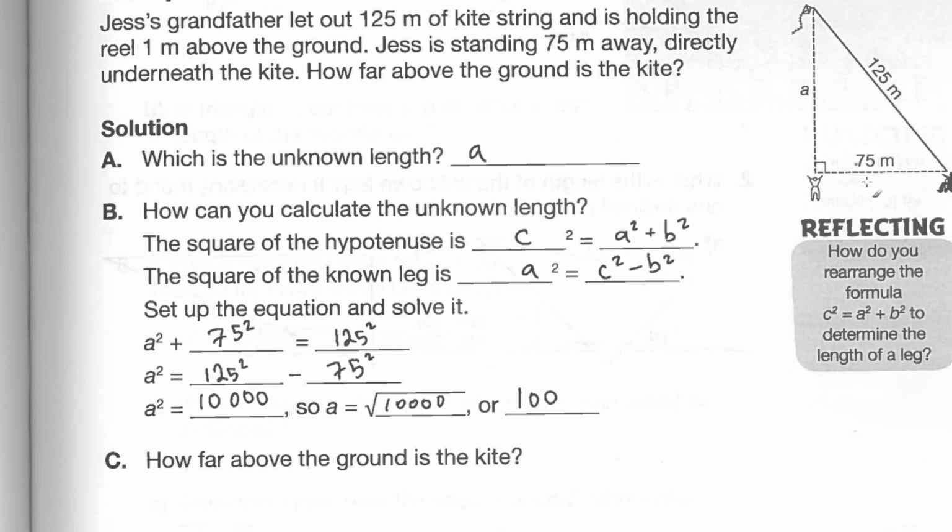Well, if you remember this triangle, since it is being held a meter above the ground, we have to add 1 more meter. So it is 100 plus 1, or 101 meters above the ground. And that's the answer to example number 2.